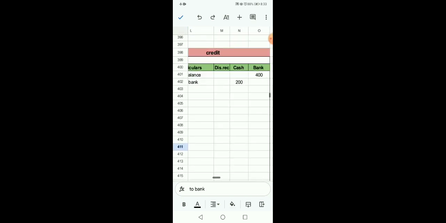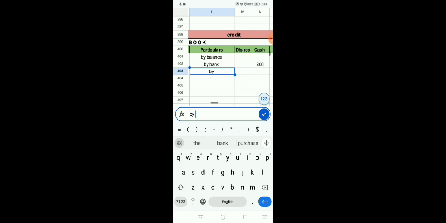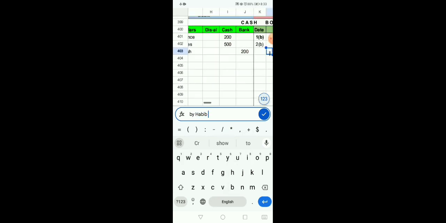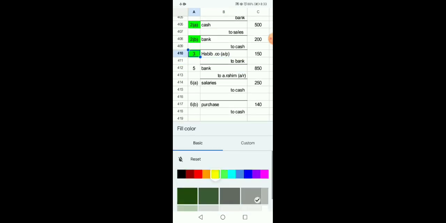Bank is credited over here 150. Go to the credit side of the bank and write down 150. And now see its reference. What is written on opposite side of bank? Habib. So write down by Habib over here. See its date, which is 3. So put date 3 in date column. In entry number 3, there was only one element to be posted, that was bank. We have posted it. Entry 3 completed. Mark it as it has been done.